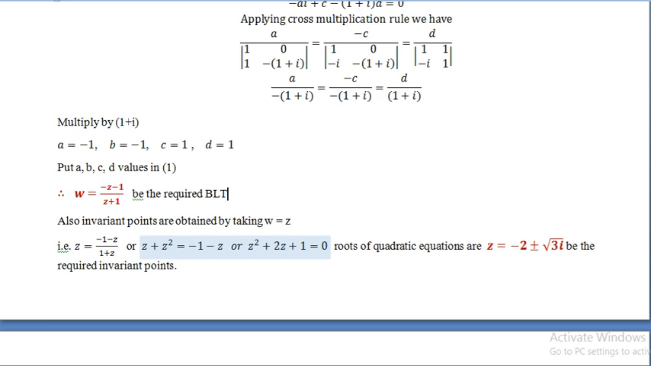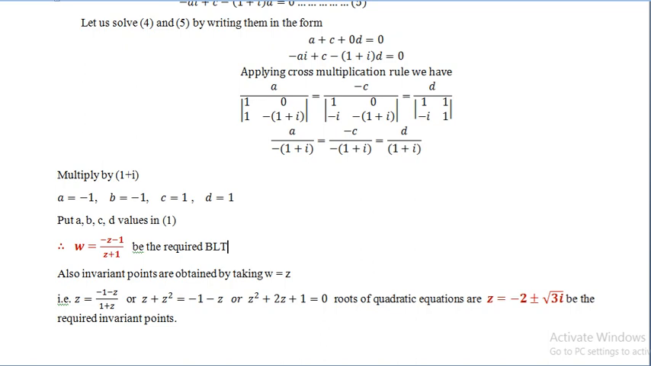equal to 0. So by applying the quadratic formula, you'll get the roots of this quadratic equation as minus 2 plus or minus square root of 3i here. So the roots are complex, and these roots are called invariant points or fixed points here.